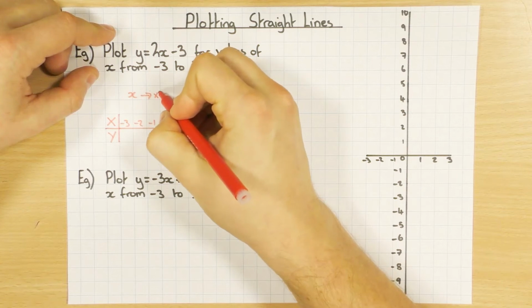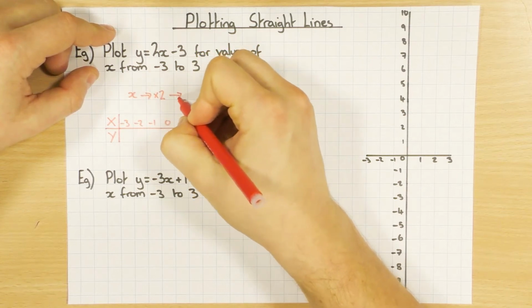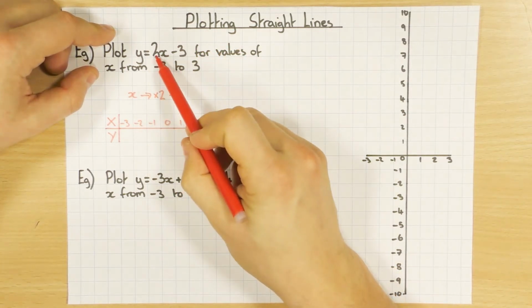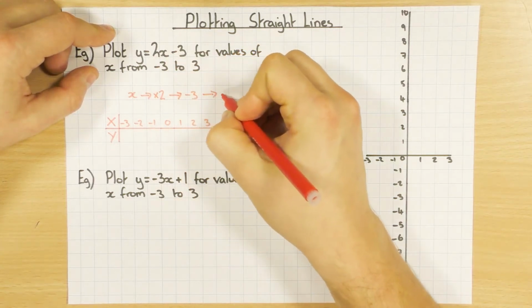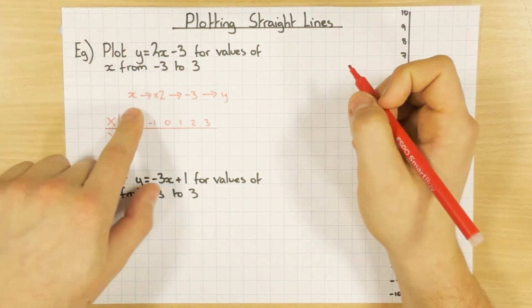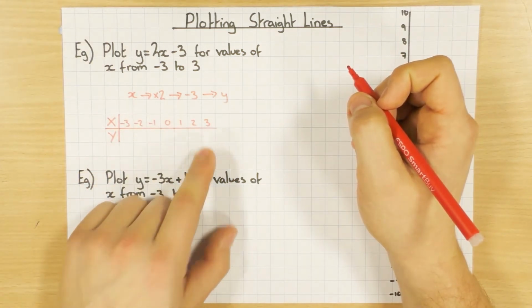First, I times by 2, because using BIDMAS I've got to do my multiplication first. So I do x times by 2, then I take away 3, and then it equals y. So we can use the flowchart to help us fill in these values.